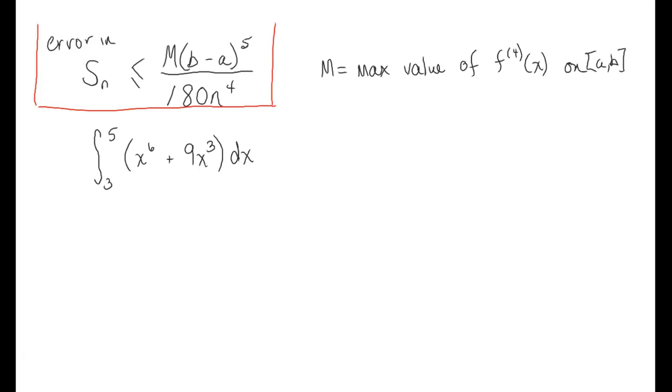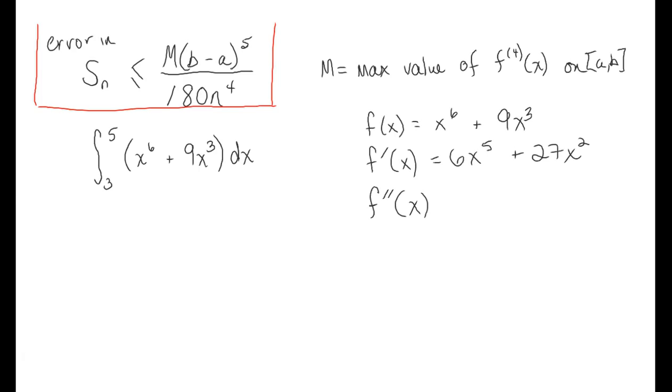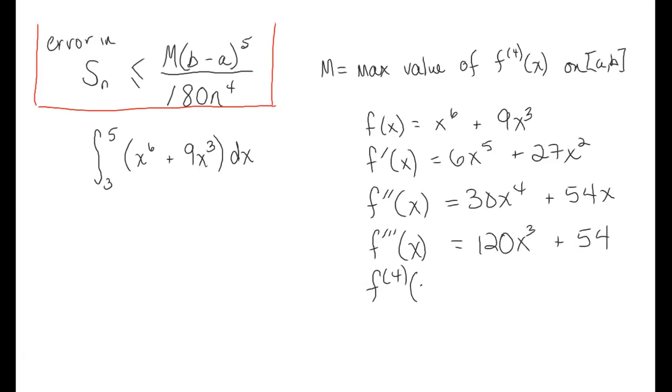Okay, so we've got n, we've got b and a. We just need to bound the fourth derivative. So that means we need to compute the fourth derivative, but that shouldn't be too hard. Here's our function. f of x is x to the sixth plus 9x cubed. The first derivative is 6x to the fifth plus 27x squared. The second is 30x to the fourth plus 54x. The third is 120x cubed plus 54. And the fourth derivative is 360x squared.